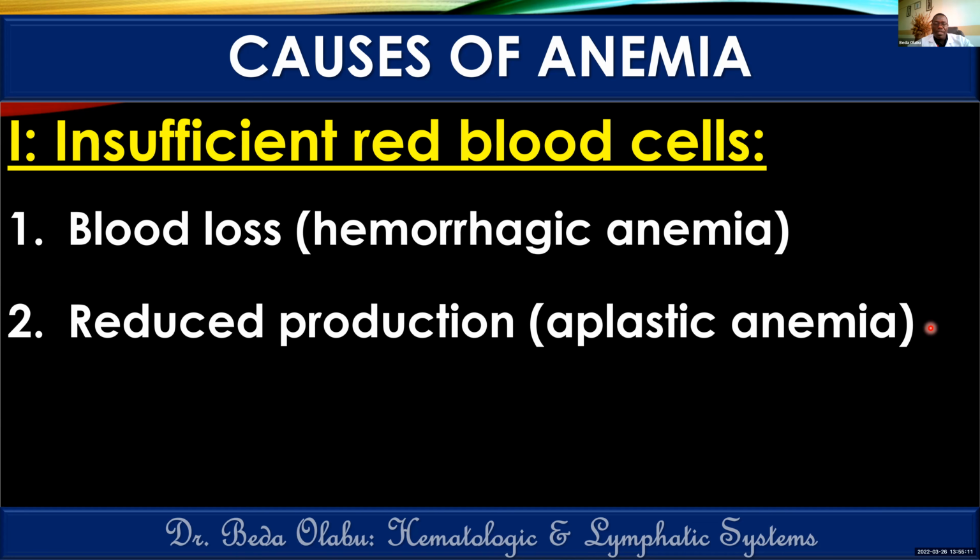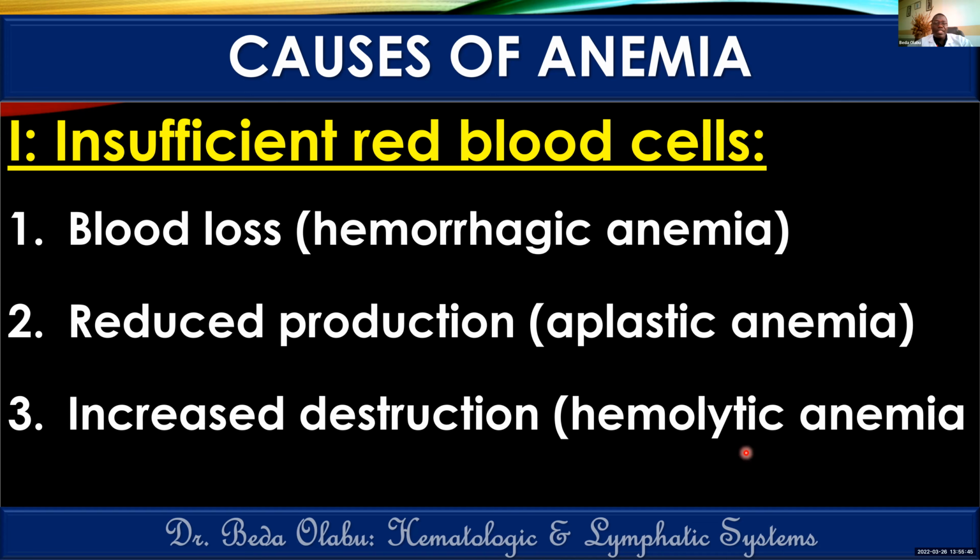Or maybe the red blood cells are not enough because they are being underproduced. There is not enough production. This could be because there's a problem in the bone marrow. There's some disease that has affected the bone marrow, so red cells are not being produced. Or maybe there's not enough stimulus to the bone marrow. Maybe we have erythropoietin deficiency because of chronic renal failure.